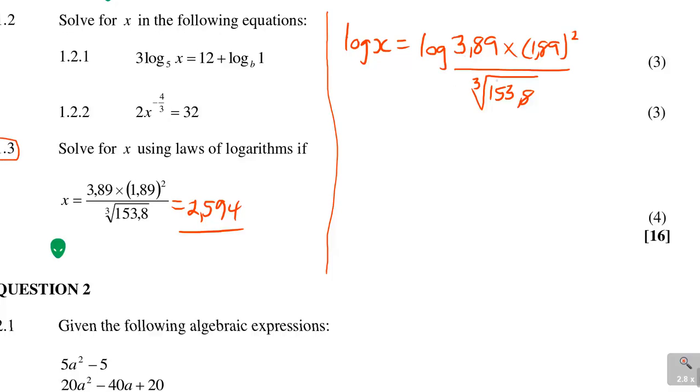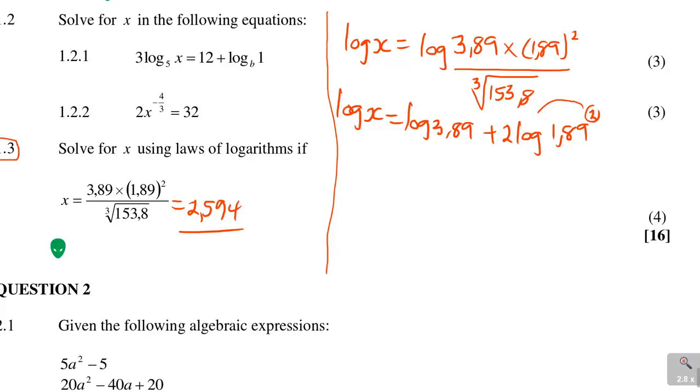So let's apply the laws of logarithms. Log x is equal to log 3,89. Now when there's times, you add the logs. Remember, when it's an exponent, we drop the 2, so it's 2 log 1,89 all over, because it was 1,89 to the power of 2. This 2 is the one that I dropped there.